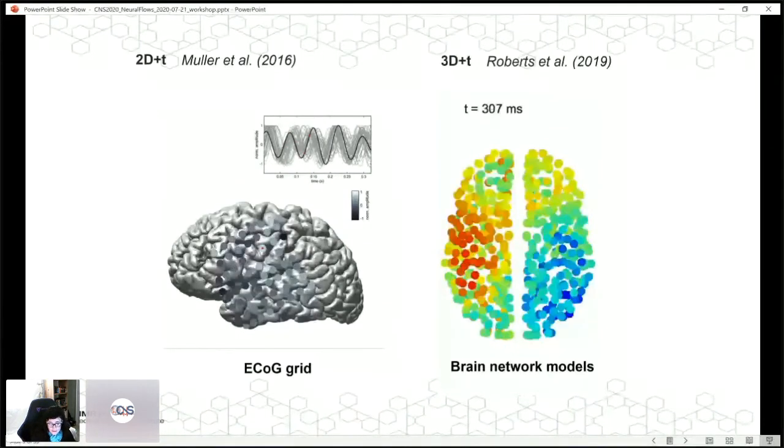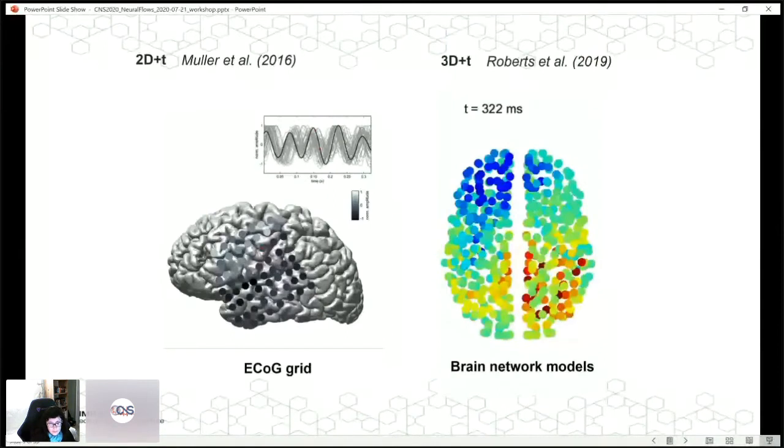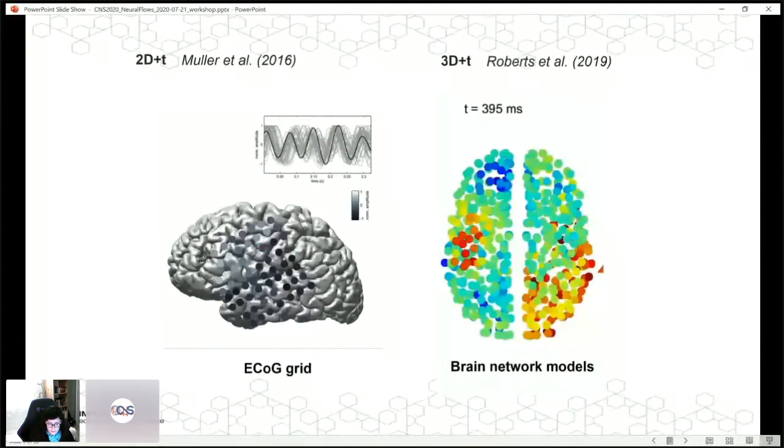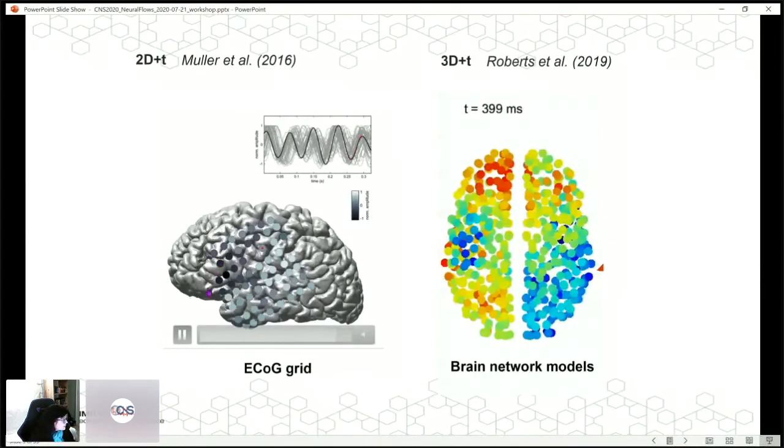And these brain waves, as I said, have been observed in neuroimaging recordings, in this case of an ECoG grid during sleep by Mueller and colleagues in 2016. And you can see here that there is a rotating pattern. I hope that's not too jumpy. There is always a little bit of a lag with the slides.